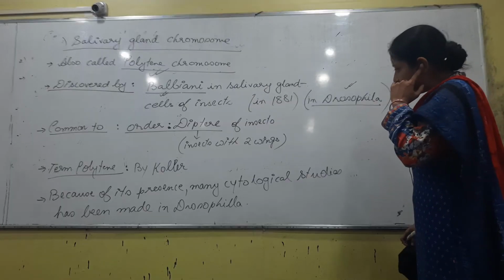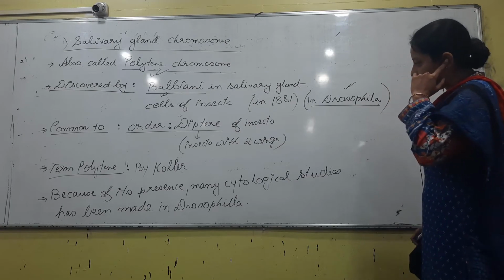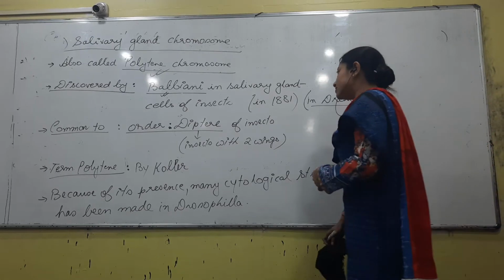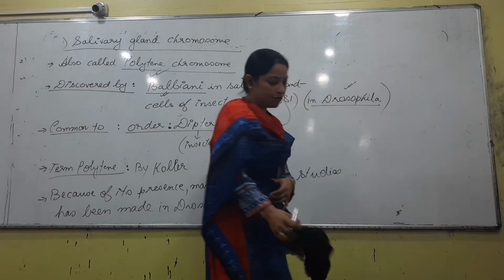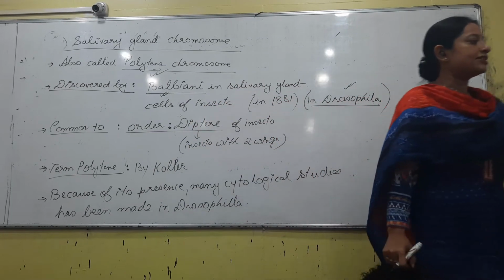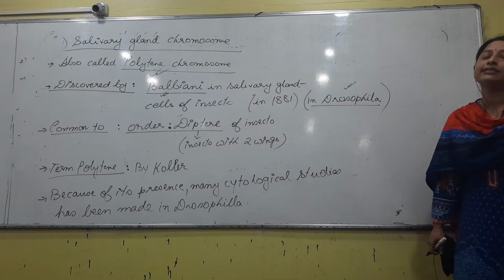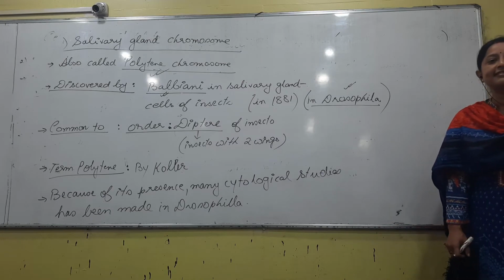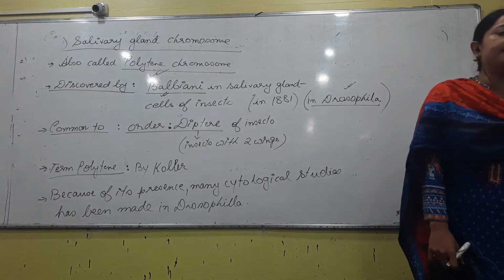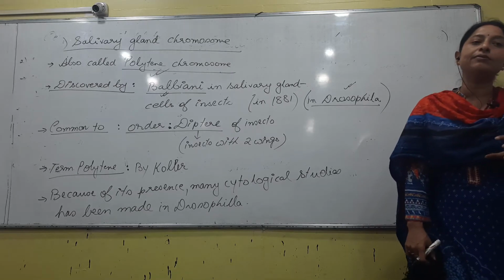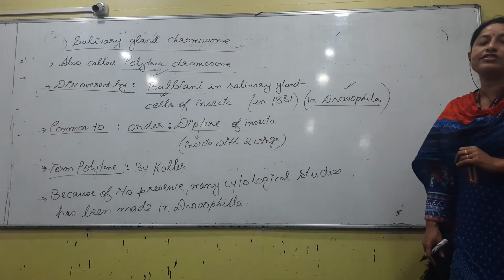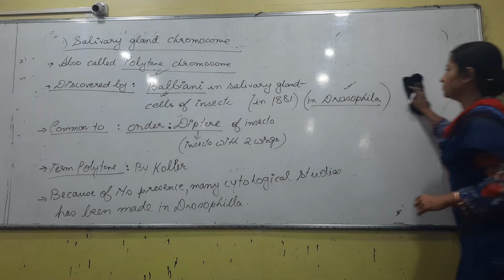Because of its presence, many cytological studies have been made in Drosophila. In the salivary gland of this insect, a special type of chromosome is there. So if it has a special type of chromosome, then it will have a special type of gene structure also. So genetical studies have maximum been done in this insect. We use this insect for genetical studies. What is the reason behind this? Because of the presence of this special type of chromosomes.